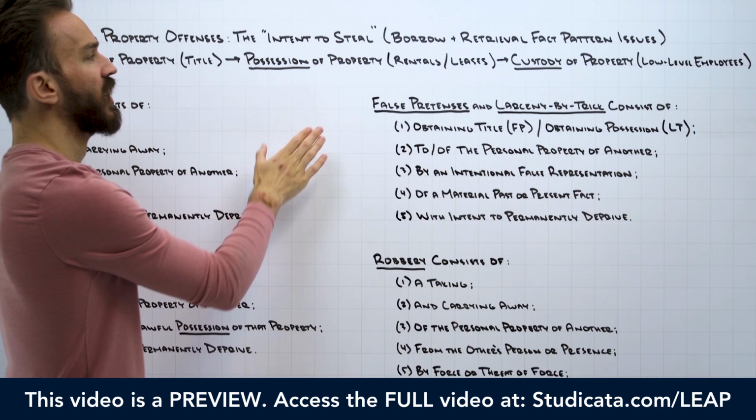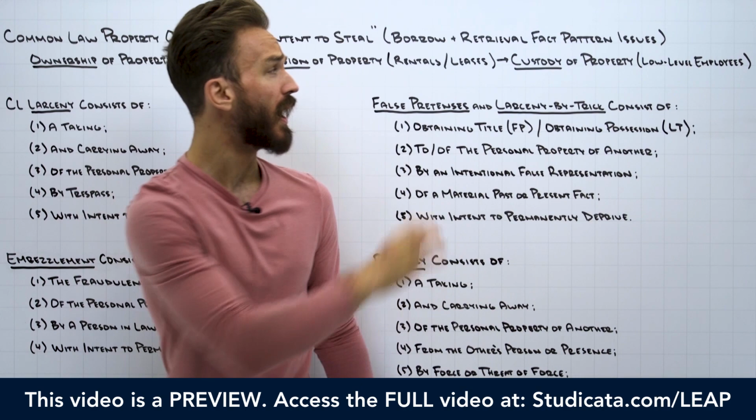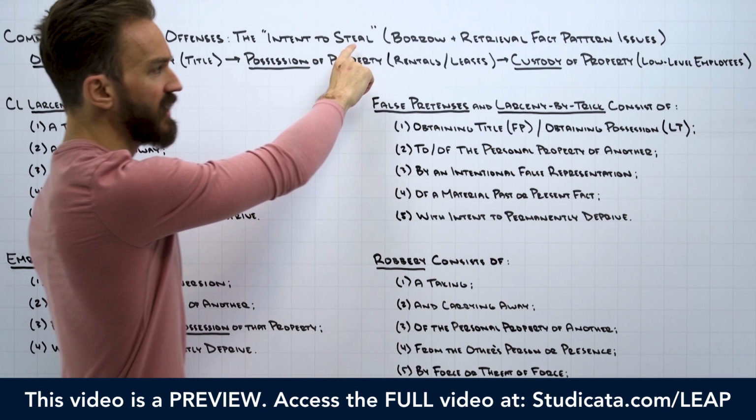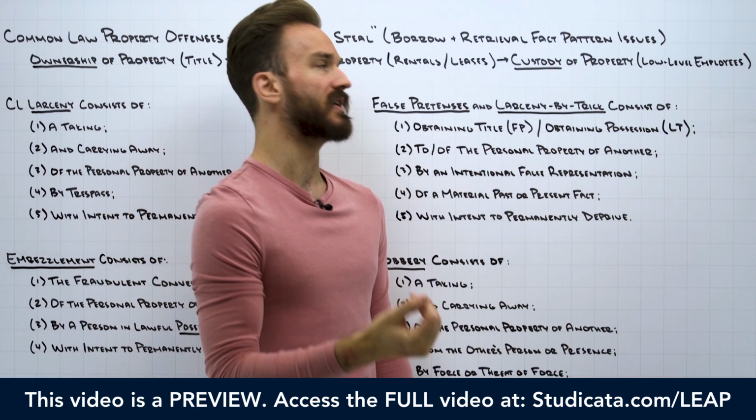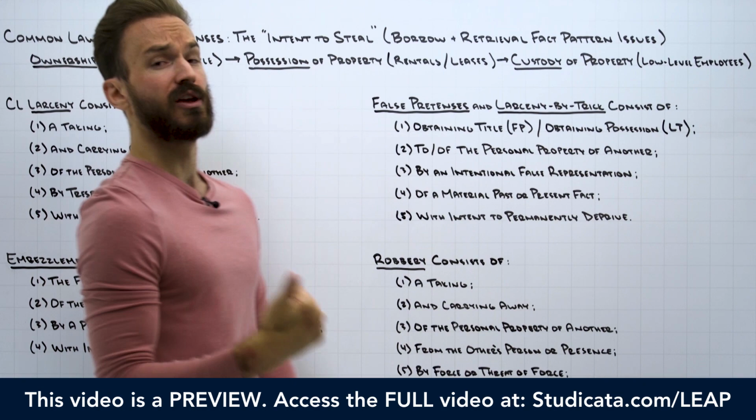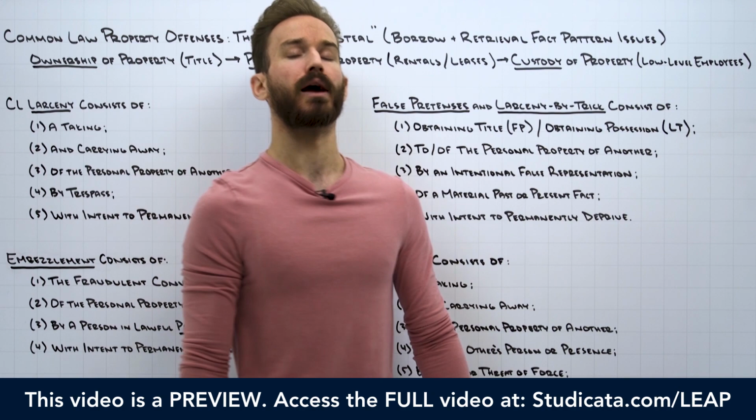A really important note to make, which is why we're covering it first, because I promise if you're in law school studying for the bar exam, you will see these fact patterns. They're super, super common, these borrowing and retrieval fact patterns, right? The idea is the intent to borrow, the intent to retrieve your own property is not the intent to steal. You cannot be liable for any of these crimes, unless under the continuous trespass doctrine, you develop an intent to steal later on in the fact pattern. Just something to be aware of.